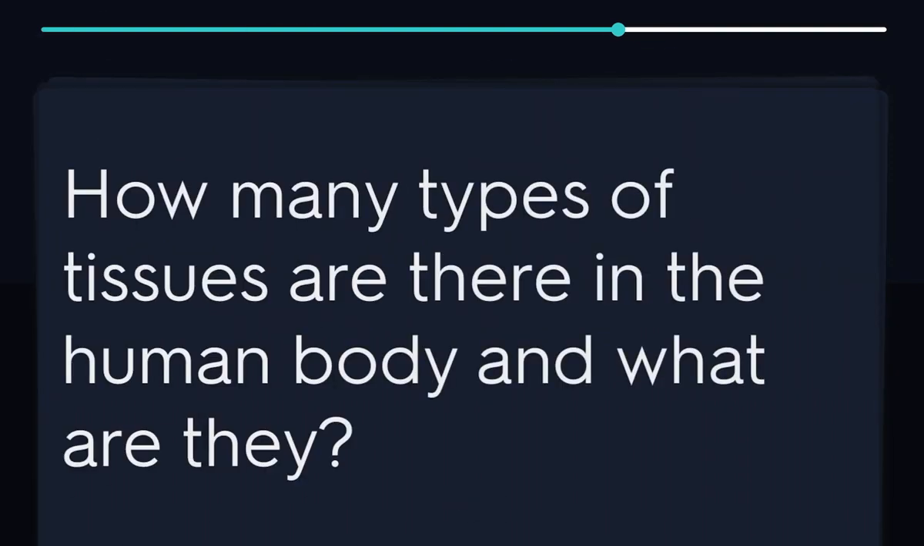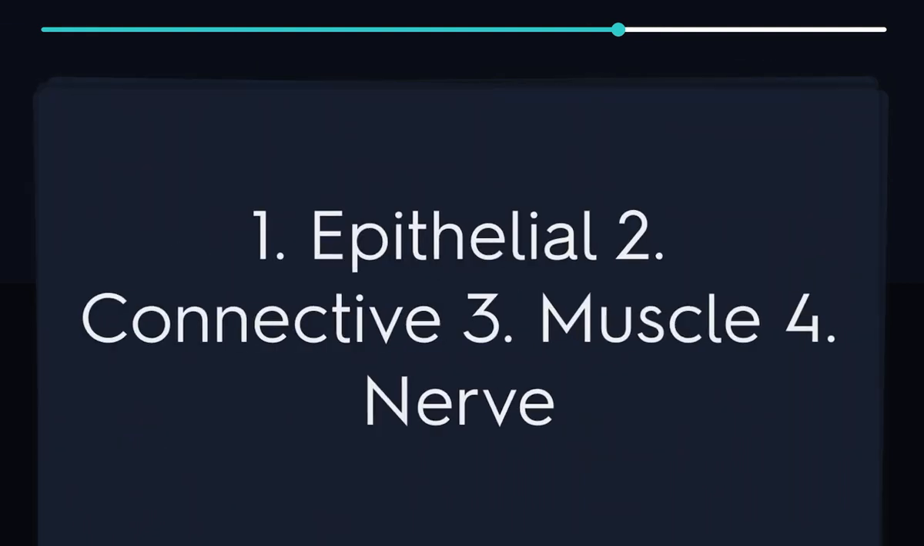How many types of tissues are there in the human body and what are they? 1. Epithelial, 2. Connective, 3. Muscle, 4. Nerve.